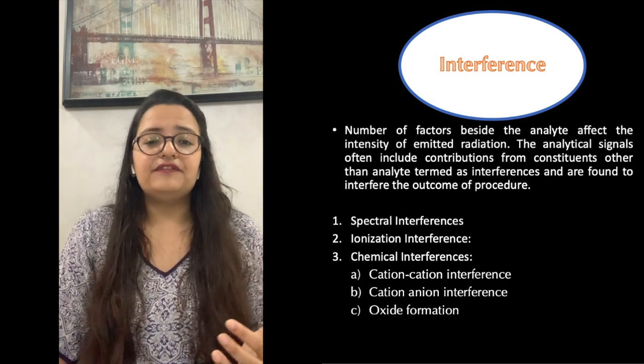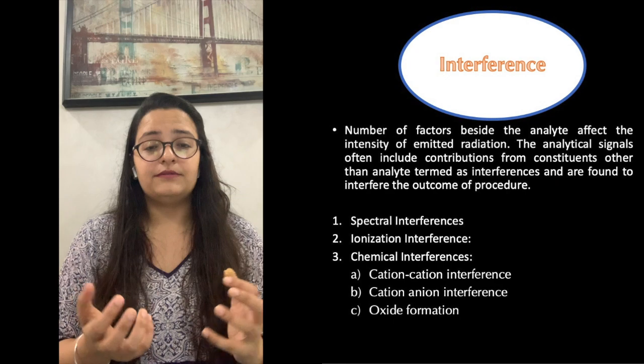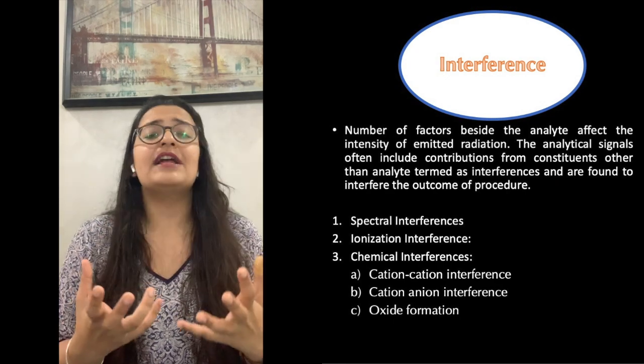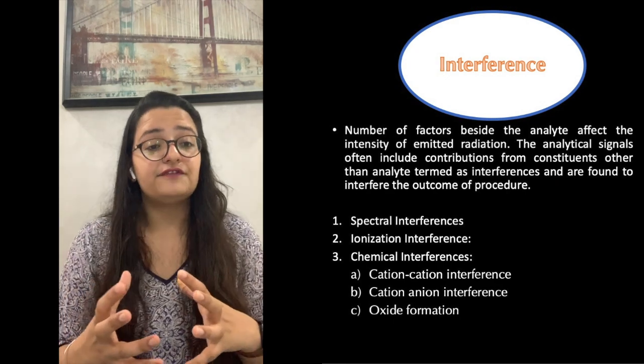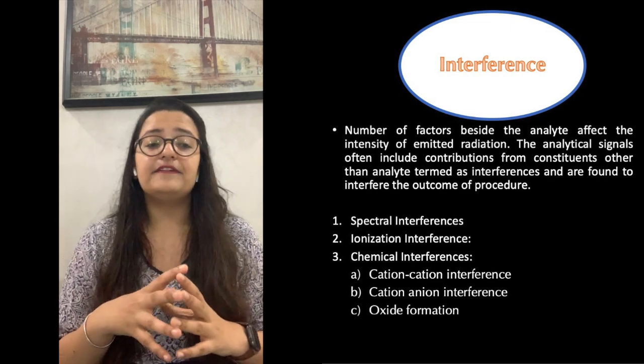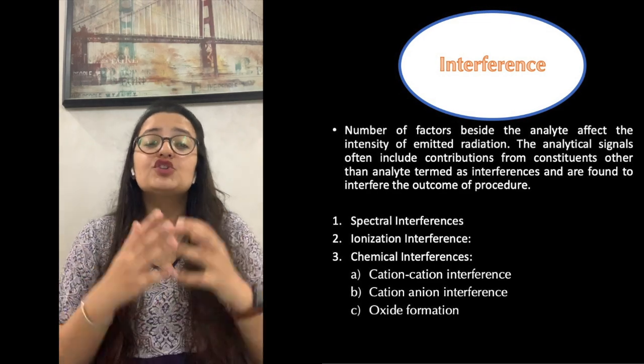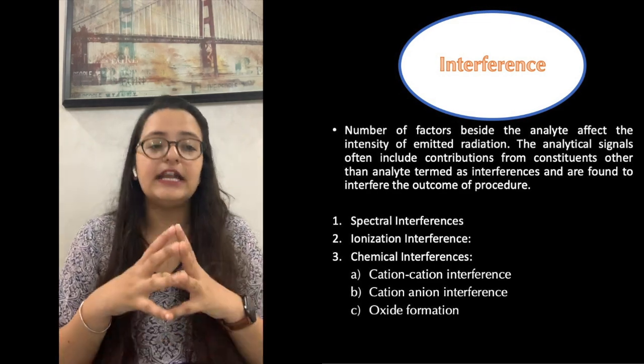Chemical interferences are also classified as cation interference, cation-anion interference, and oxide formation. So these are the various kinds of interference.